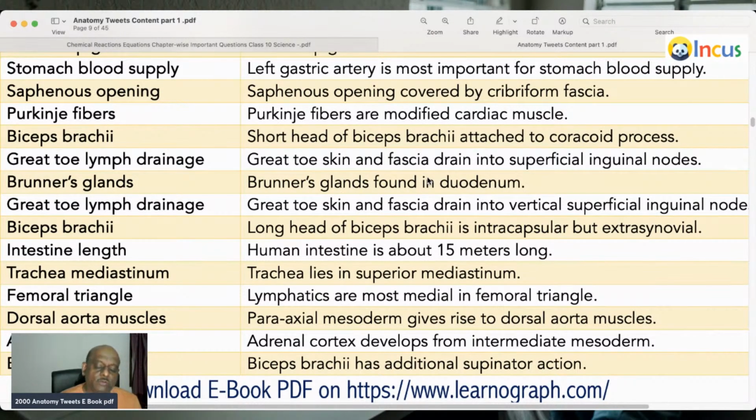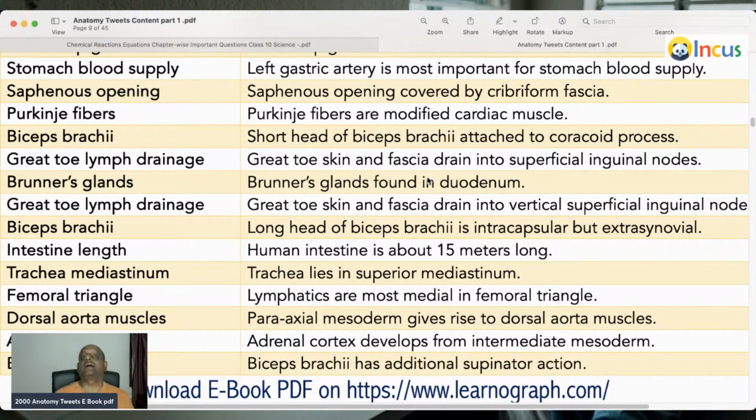How long is the human intestine? 15 meters. Where is trachea? Which part of the mediastinum is it? You have anterior, middle, posterior, superior. Trachea is in the superior mediastinum. In the femoral triangle between vein, artery, nerve, lymphatics, what is most medial? Lymphatics are most medial in the femoral triangle.